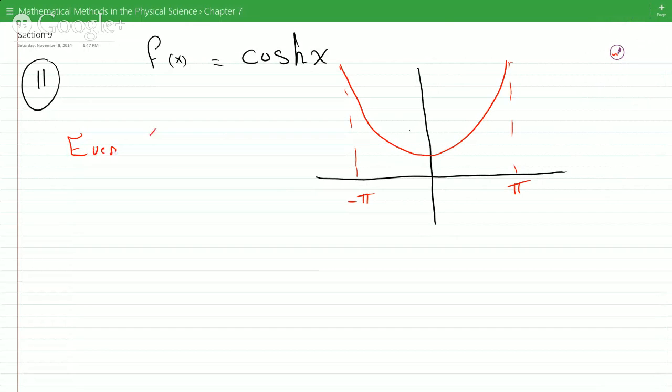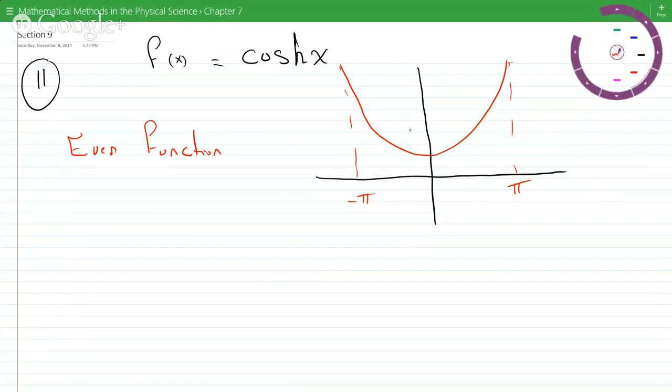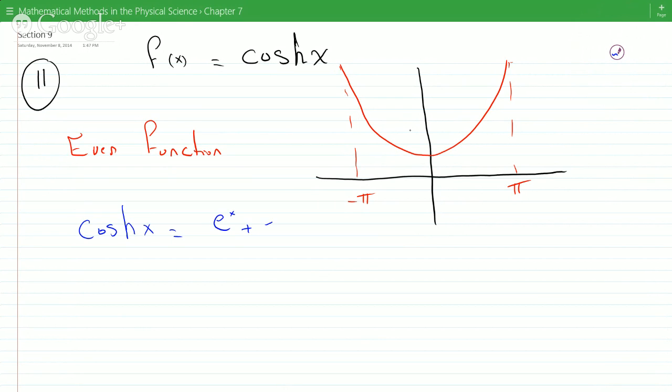Okay. Now, you tried to break this into cosine hyperbolic, right? You were saying this is equal to e to the x plus e to the... First, since it's an even function, we can immediately say that for the Fourier transform, the b's of n are all equal to 0. So we have to worry about the a's of n.